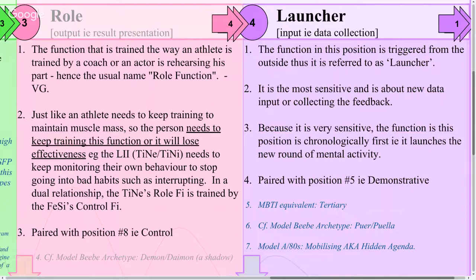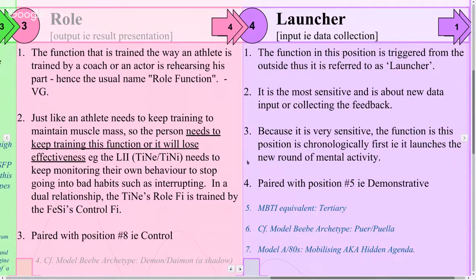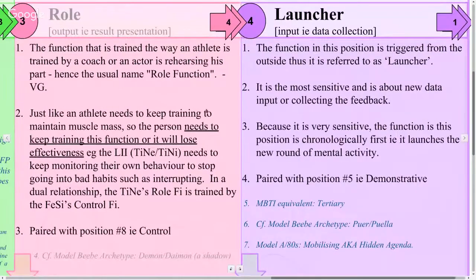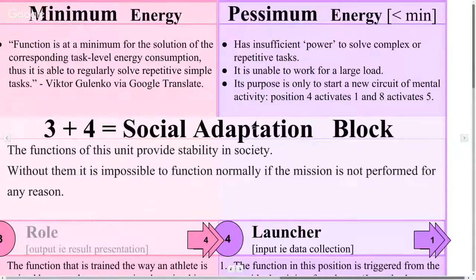In a dual relationship, the INTP's role Fi is trained by the ESFJ's control Fi. This is paired with position 8, i.e. the control function. That's in the other title. To find out more about that, watch the video. Yes, this is compared with the demon/daemon function in Model B. And I'm also going to explain the launcher as well, because we're going to go through both. I'm doing it one by one. It's a little bit too much switching back and forth. Pessimum.